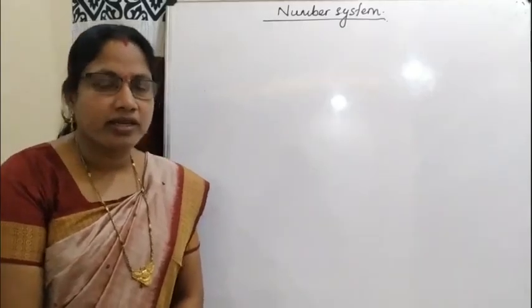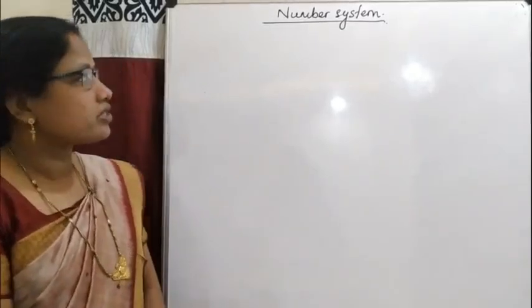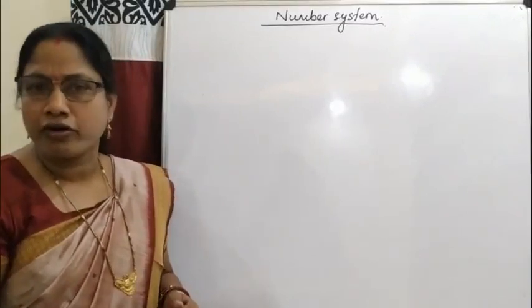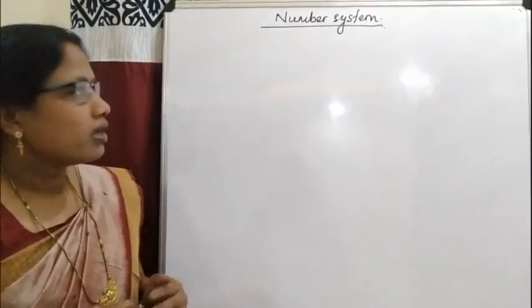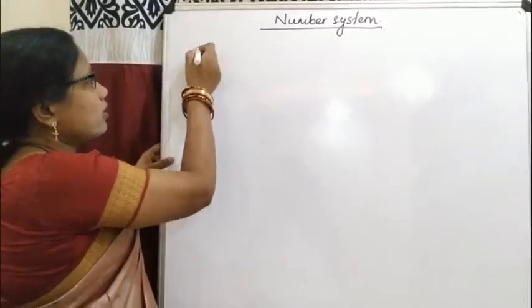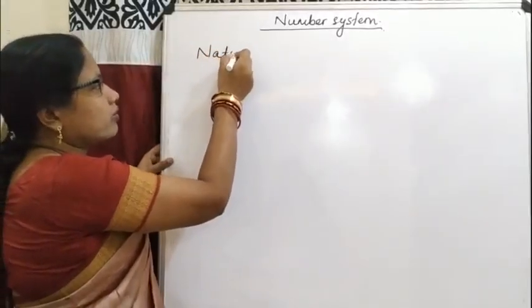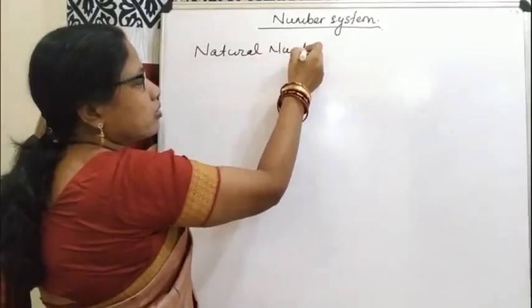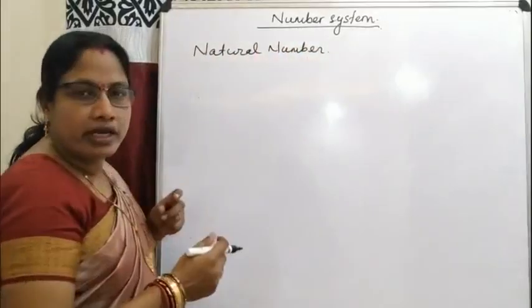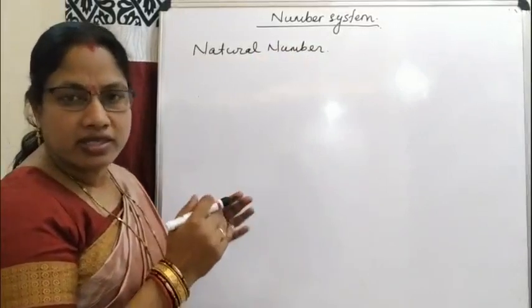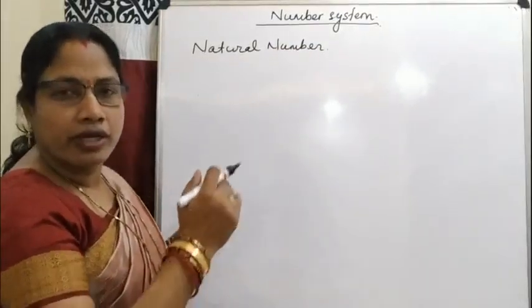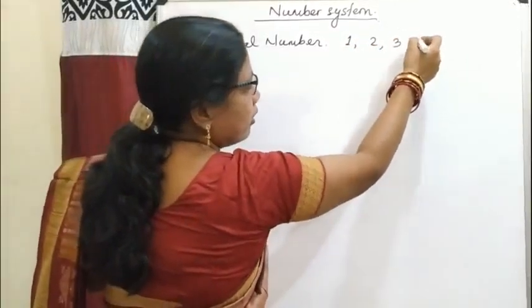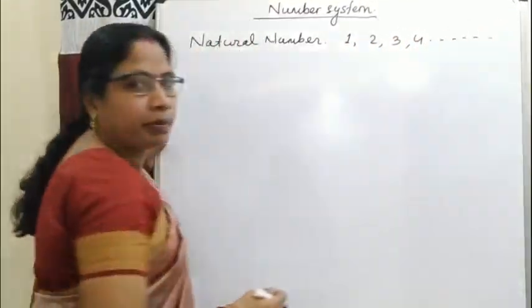Dear students, let us start the chapter number system. In your previous classes, all of you know about various types of numbers. Like first one, natural number. So the numbers which are used for counting, that starts from 1 to infinite. So that is 1, 2, 3, 4 up to infinity.